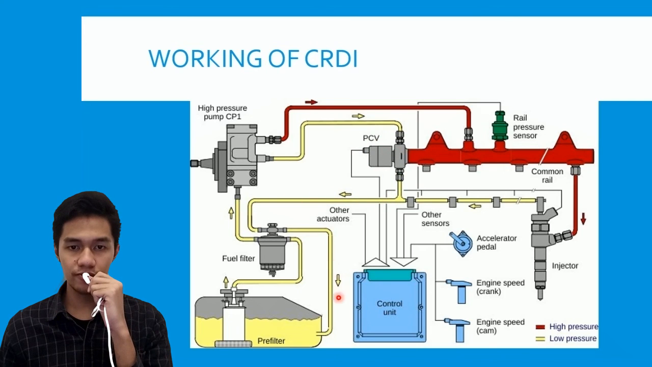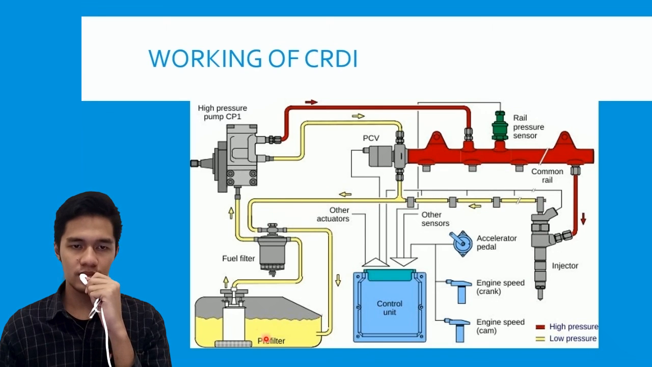After that, the fuel in the rail is fed to the injector. The injector injects the fuel when the electronic control unit signals it to inject. When the control unit says inject, the injector turns the solenoid valve because of the electronic signal, and the fuel is atomized and injected into the combustion chamber. The excess fuel from the injector is returned to the tank.